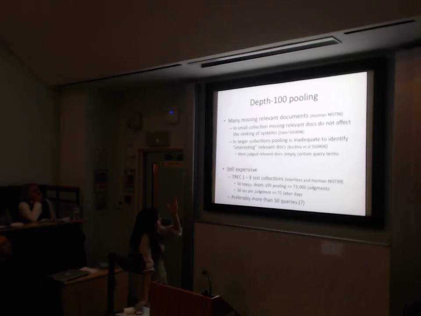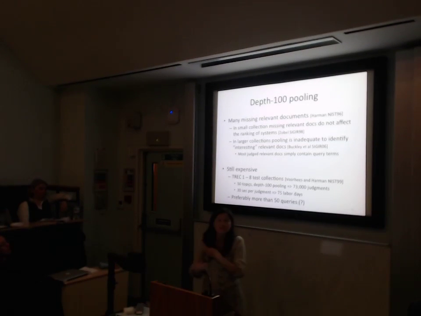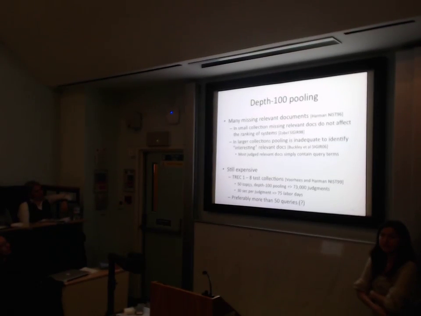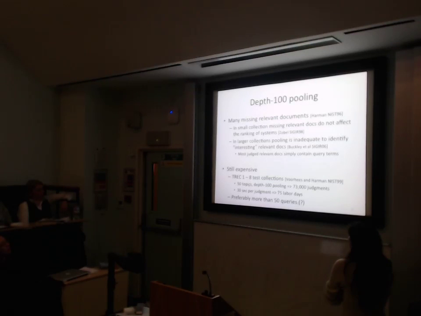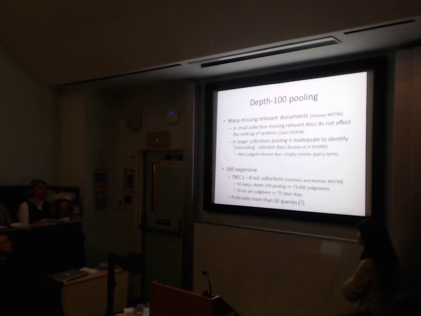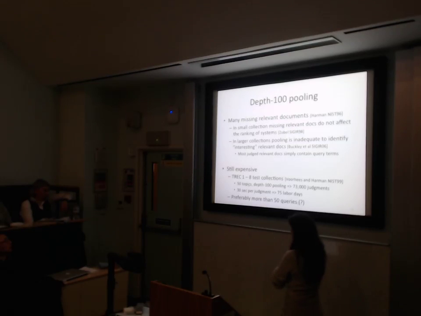Okay, so the main idea behind depth-100 pooling was that the collections at the beginning were really, really small. They showed that even if we miss some relevant documents, because you may still fail to identify some relevant documents, it didn't affect the ranking of systems so much, so it was fine. Now we have much bigger collections, so it's a little bit more problematic. And in larger collections, as I said, the pooling method is somehow inadequate to find all the interesting relevant documents.